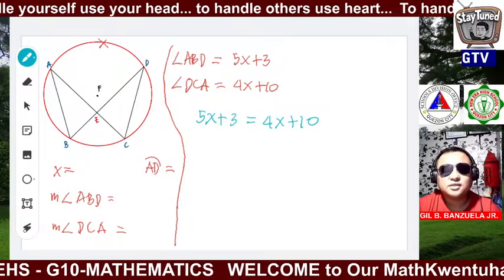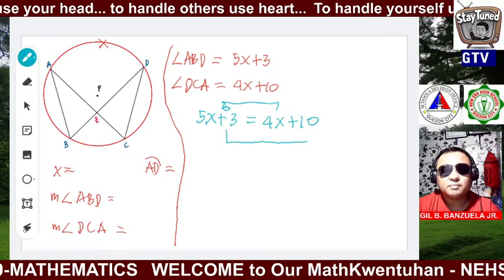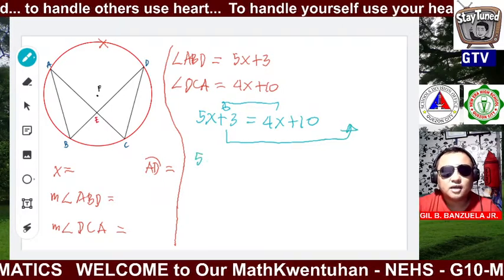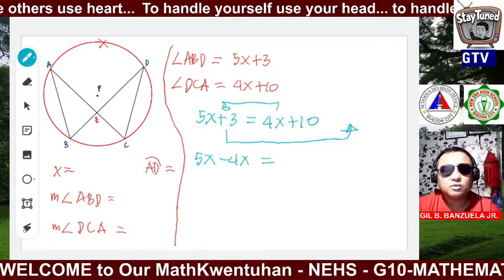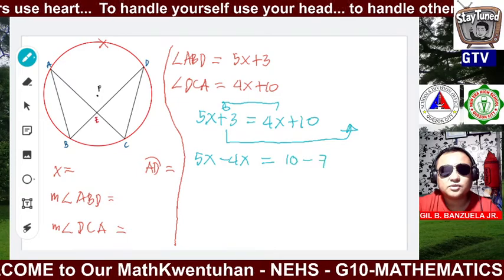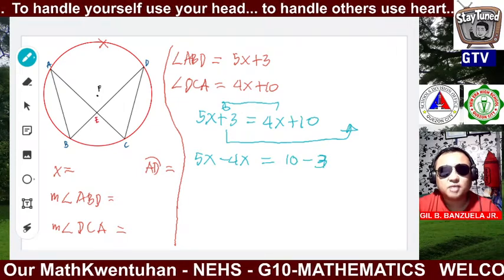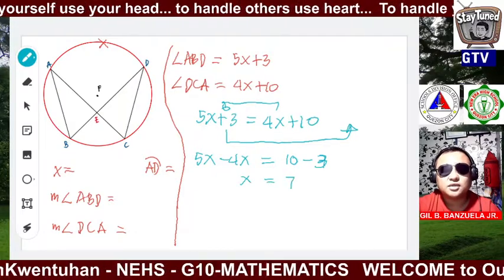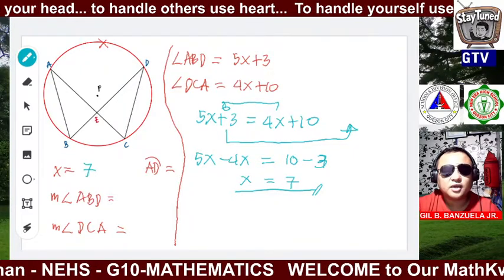So let's combine similar terms. So I will transfer 4x to the left and positive 3 on the right side. Okay? And we have 5x minus 4x equals to 10 minus 3. Alright? Then let's simplify. So 5x minus 4x, that is equal to x. Then 10 minus 3 is equal to 7. So therefore, the value for x is 7.